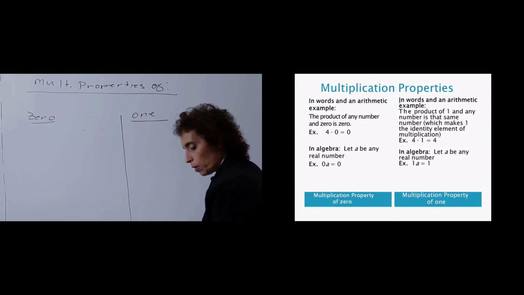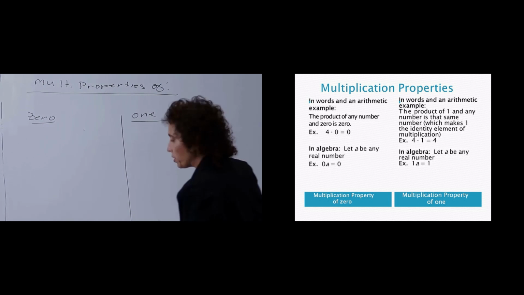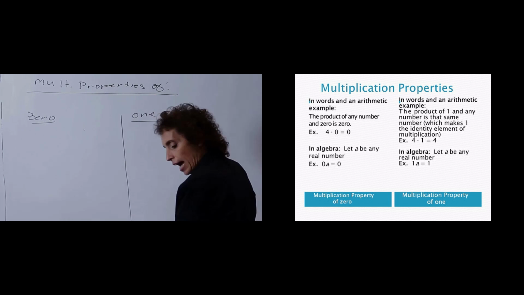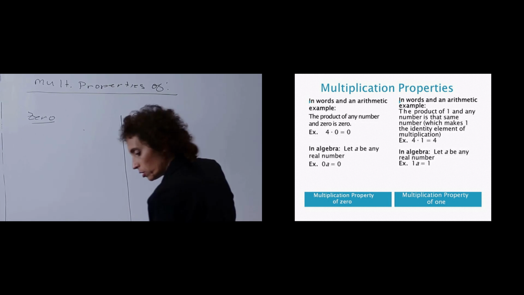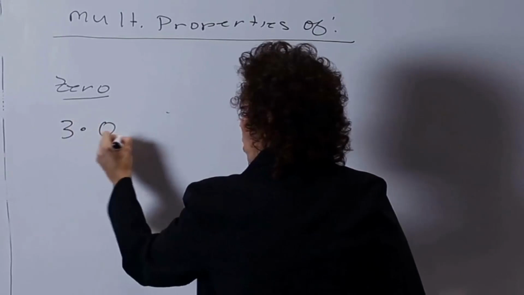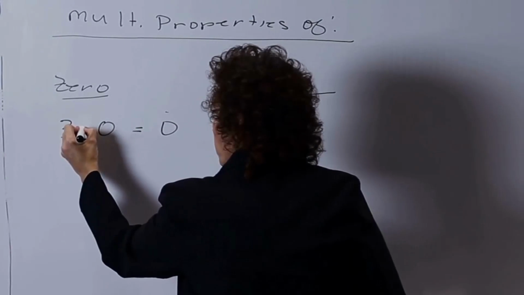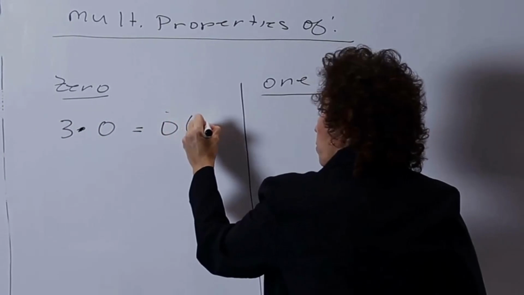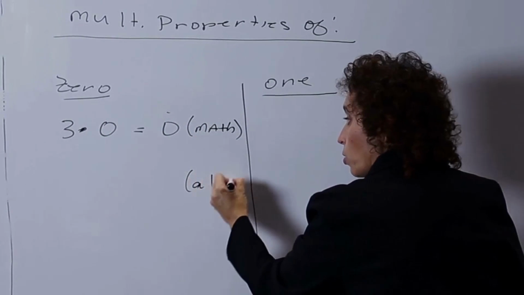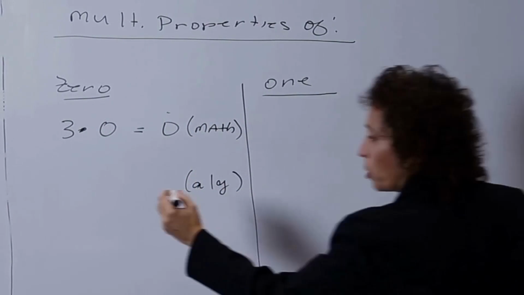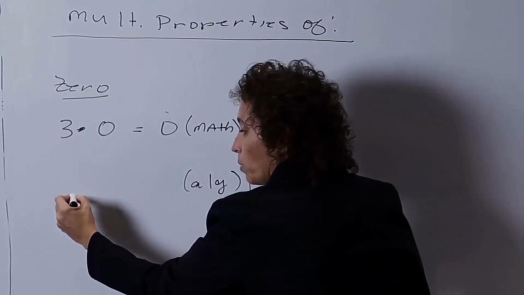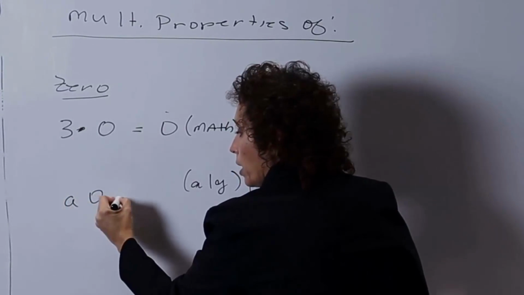The multiplication property of 0 says that any number times 0 is 0. So if I have, let's say, the number 3, 3 times 0 is 0. That's my arithmetic example. But in algebra, I can let a be any real number. That would be a times 0 is 0.